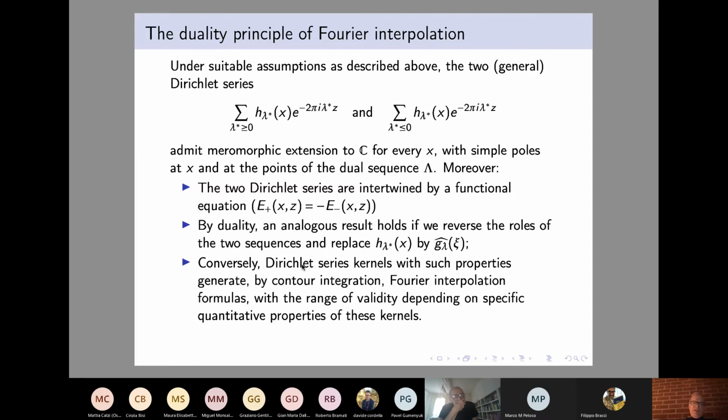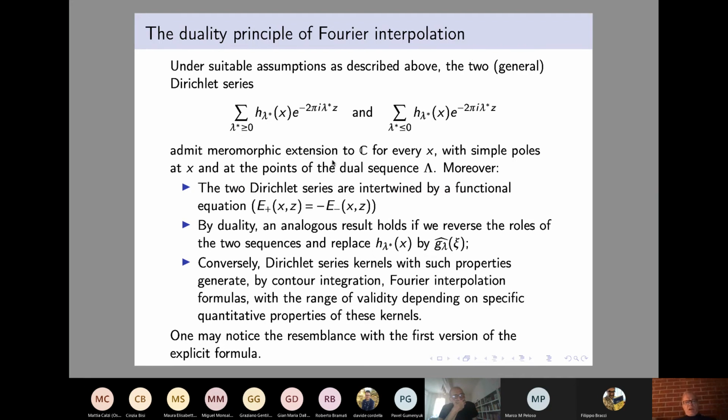And then conversely, Dirichlet series kernels with such properties generate, by contour integration, the usual contour integration that one does in analytic number theory, the Fourier interpolation formula whenever you have this situation which I have now described. So this is really the general setup for Fourier interpolation. And I repeat that you should notice the resemblance with the first version of the explicit formula that I explained in the beginning of the talk. It's really the same kind of thing that you're seeing.